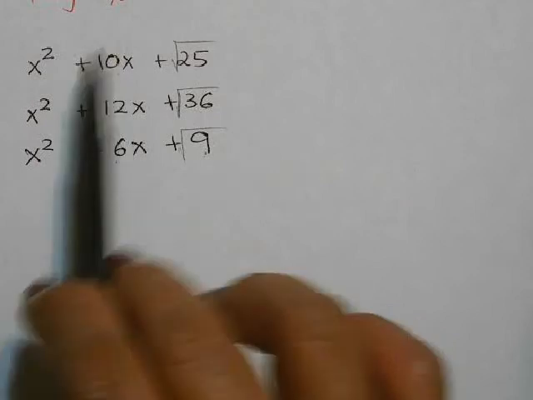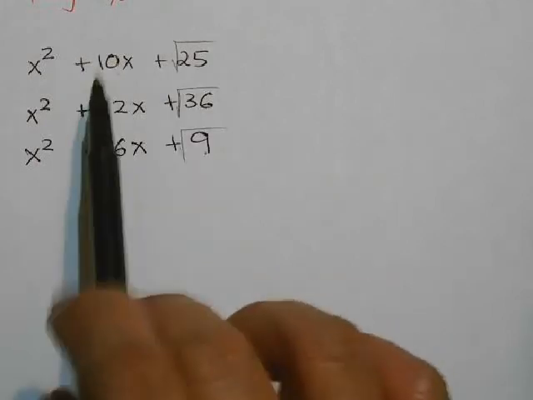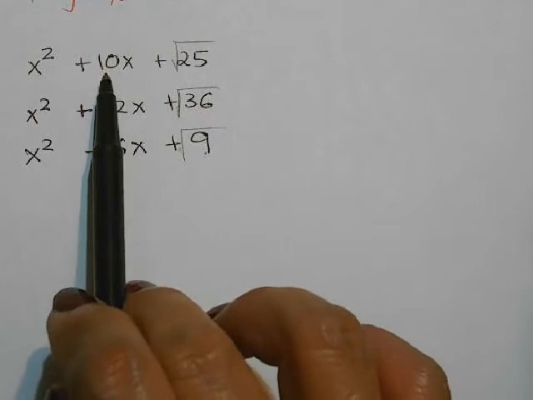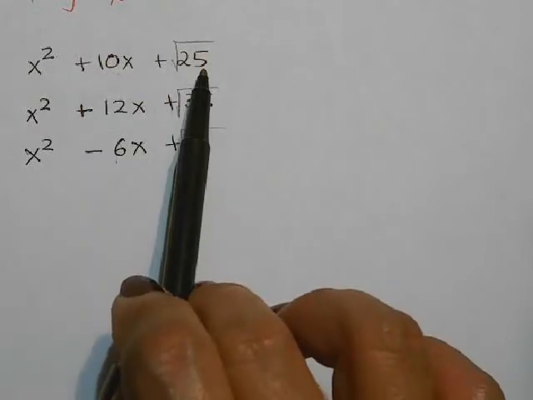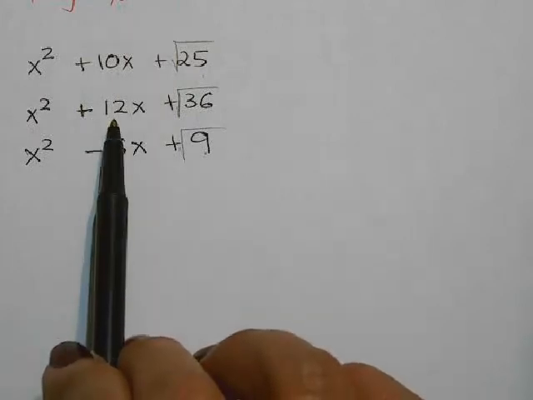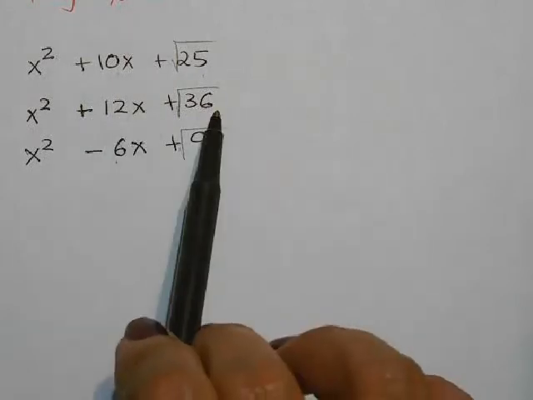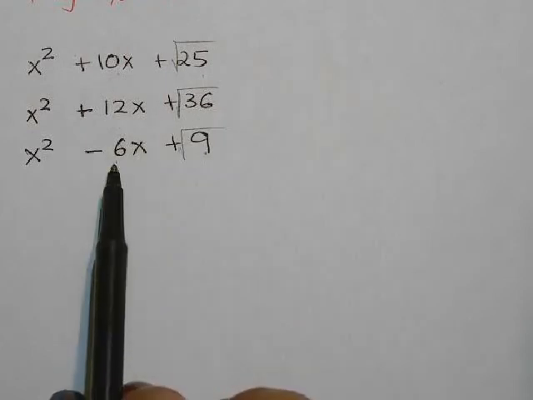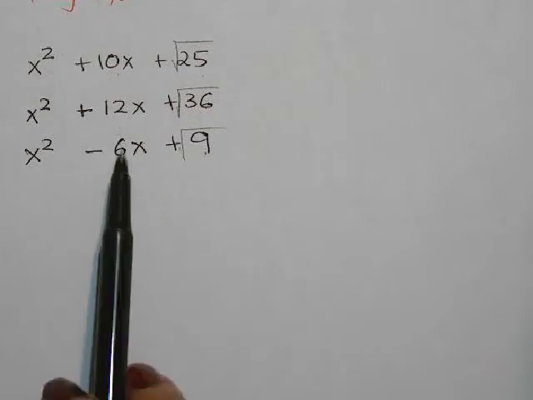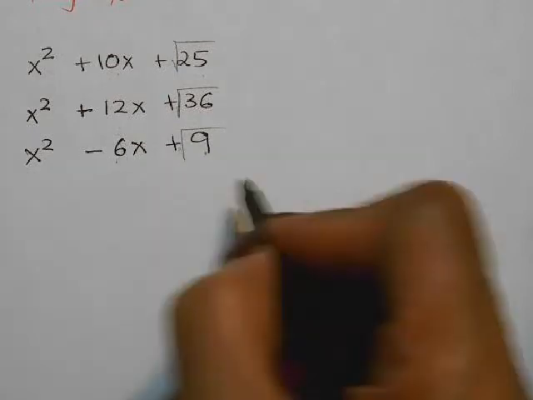Another way of looking at it is you get half of this. 10 divided by 2 is 5, and you square it, it's 25. 12 divided by 2 is 6. Square 6 is 36. Negative 6 divided by 2 is negative 3. Square is 9.